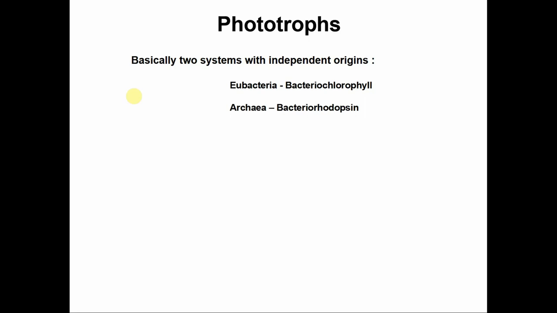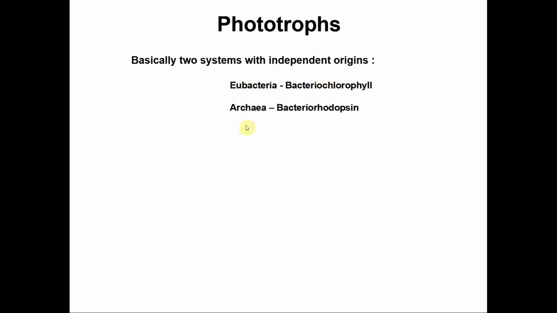Now, the first thing everybody has to realize is that there are basically two independently evolved systems of photosynthesis in bacteria. So all photosynthetic eubacteria have a photosynthetic system based on bacterial chlorophyll, whereas the photosynthetic archaea that exist generate energy from light using a different chromophore, a different light harvesting compound. So we'll talk about archaea first because it's basically the simplest.